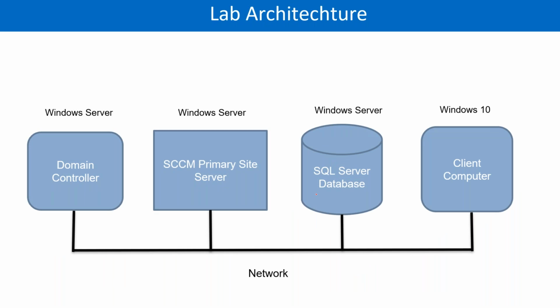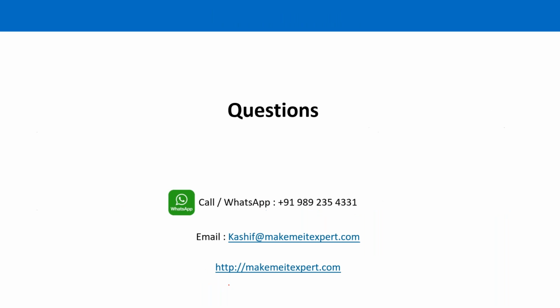The lab architecture more or less will be like this. We will have servers like a domain controller, then we will have an SCCM primary site server, we will have a database SQL server, and we will have one Windows 10 computer. All will be connected on the same LAN network. They will be talking to each other. Understood? Any question? No, all clear so far.